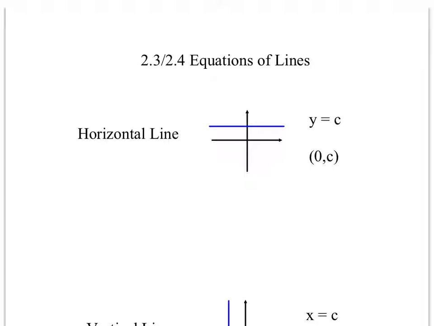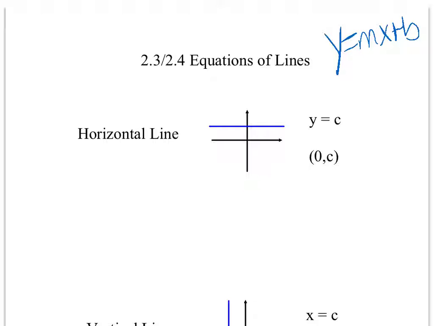I guess I've already seen this a little bit, but I want to have a chance to talk to you about it, just so you understand a little bit better. There's two kinds of special lines that are not of the form that we're used to. We're used to seeing y equals mx plus b. But when you have a horizontal or vertical line, you're not going to have that form.